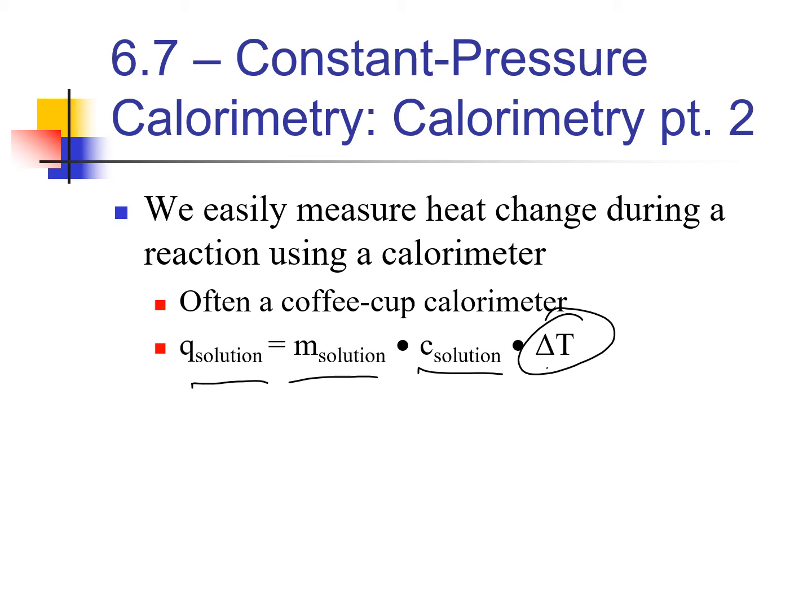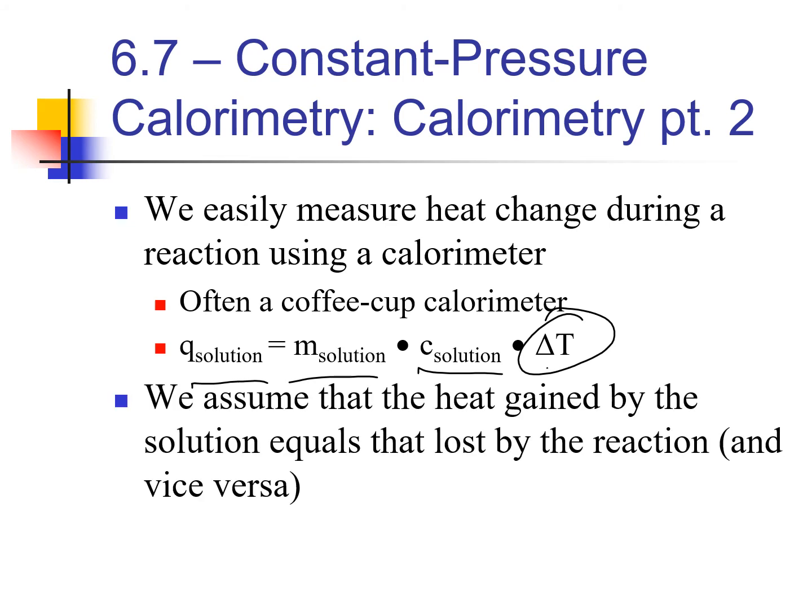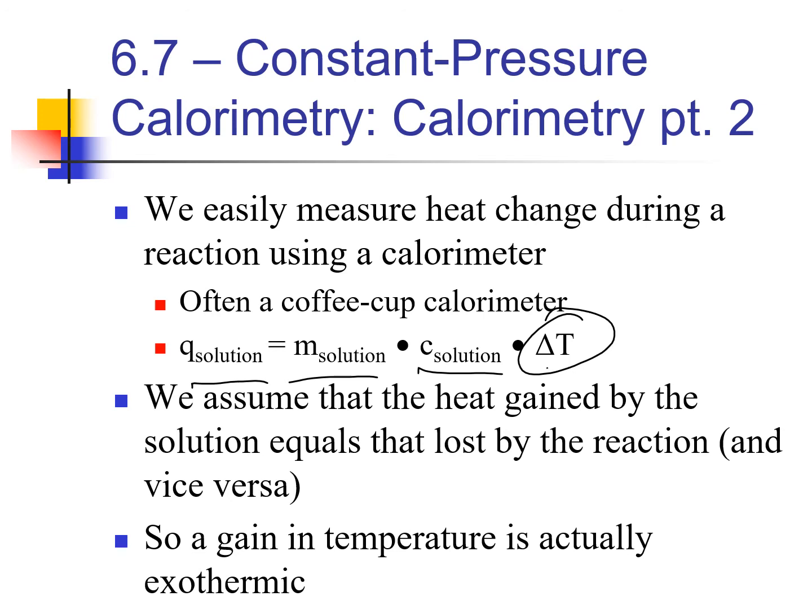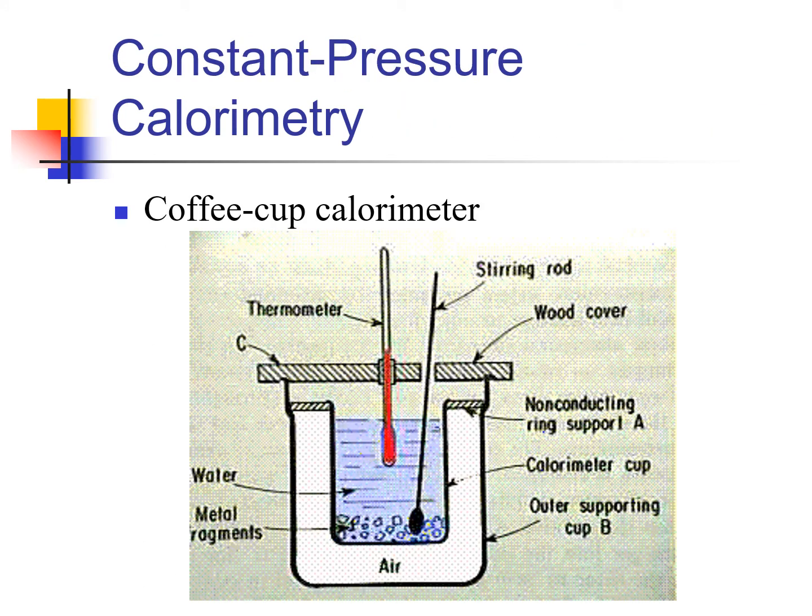So if the solution heats up, if the solution increased in temperature, gained heat, that means the system lost heat and it's an exothermic process. It's just a little step we have to remember. And so again, we assume that the heat gained by the solution equals that lost by the reaction, or vice versa. So this is what a coffee cup calorimeter, the most standard calorimeter that we're going to see, looks like.